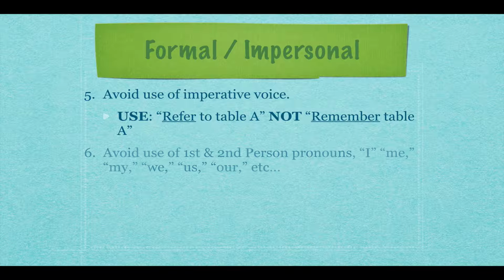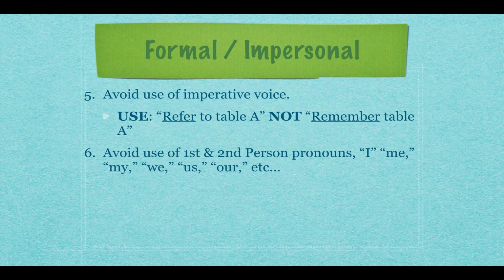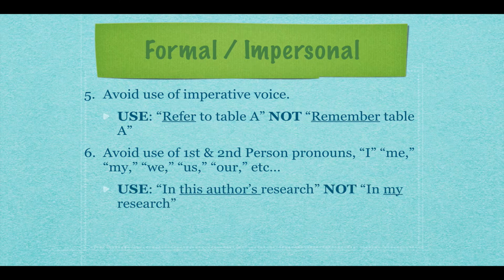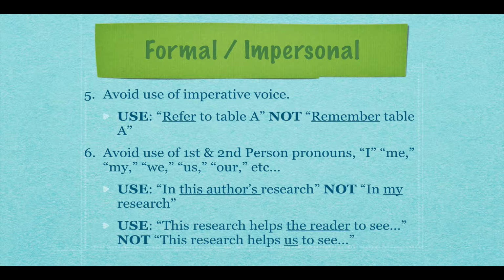Now this next one's a big one. We want to avoid the use of first and second person pronouns: I, me, my, we, us, our. Those are the terms that we want to avoid completely in academic style writing. For example, you want to use in this author's research, not in my research. Or we would want to use this research helps the reader see, not this research helps us to see.